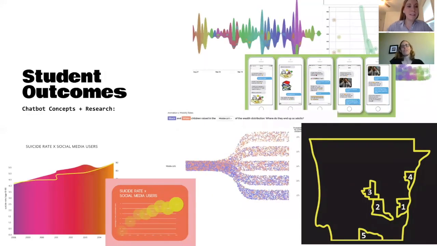Thank you, Melanie. Using the discussions and the information that the students collected during their archival visit, students first generated a variety of data visualizations to better understand the scope of the problem facing a specific community that they were interested in. These visualizations provided them with data conclusions that would become the basis of a chatbot concept.